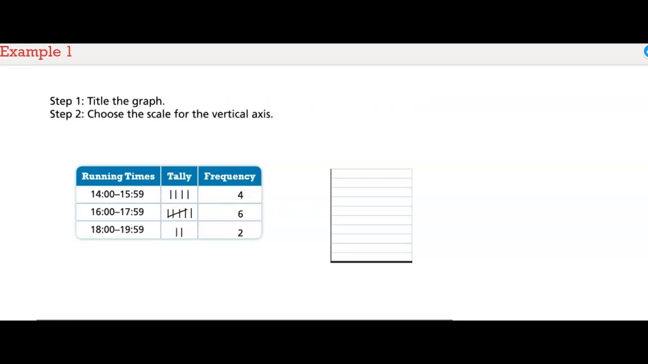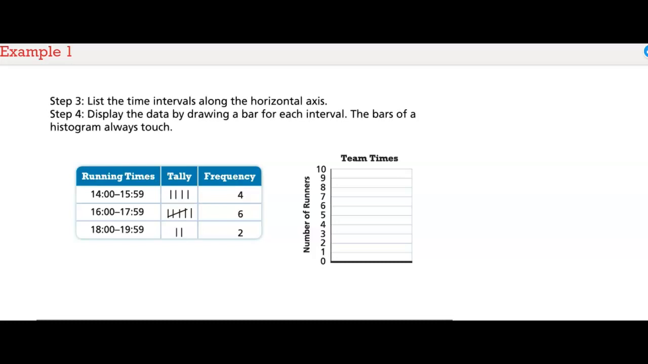Step 1. Title the graph. Step 2. Choose the scale for the vertical axis. Step 3. List the time intervals along the horizontal axis. Step 4. Display the data by drawing a bar for each interval. The bars of a histogram always touch.